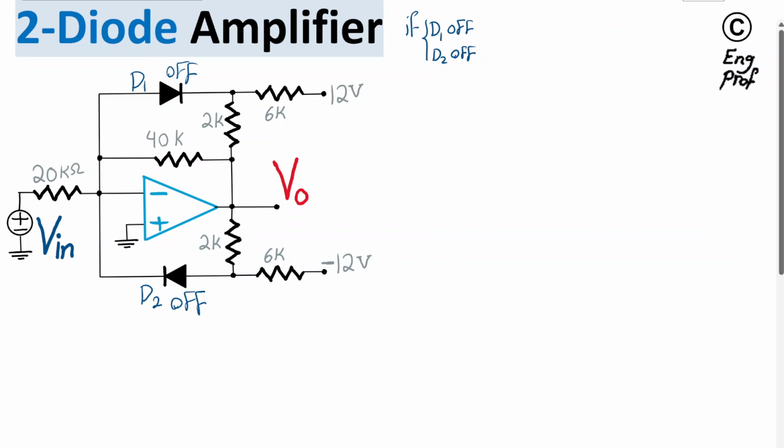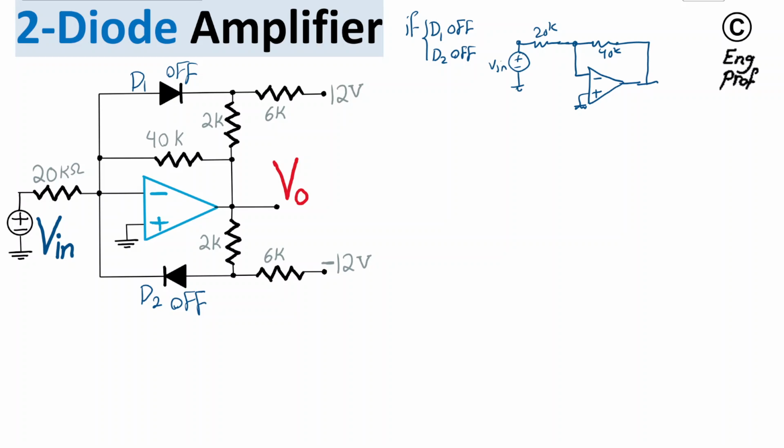And as a result, the circuit is simply a nice, simple inverting amplifier in the form of Vin going to a 20K resistor, and then to the 40K feedback resistor. Then we have a connection to the negative input terminal of the op-amp, and the positive terminal is grounded as shown in the circuit. And then it goes to the output voltage Vout.